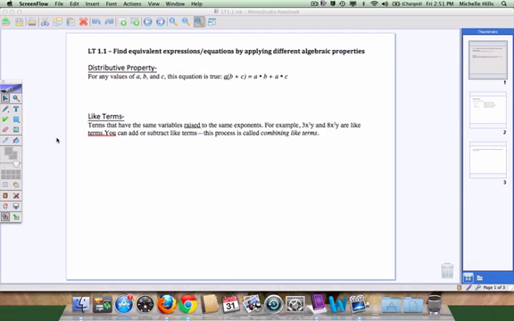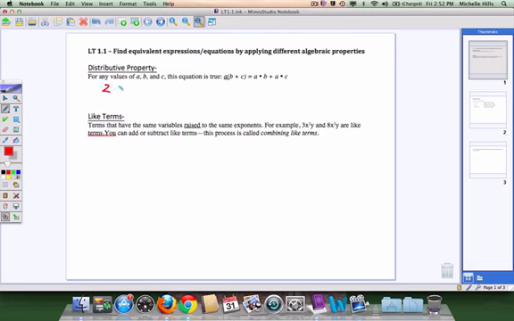So, the distributive property, which you have seen in previous years, says this. It looks kind of confusing, but for any values of a, b, and c, this equation is true. A times the quantity b plus c is equal to a times b plus a times c. Now let's think for a second of why that would be true.